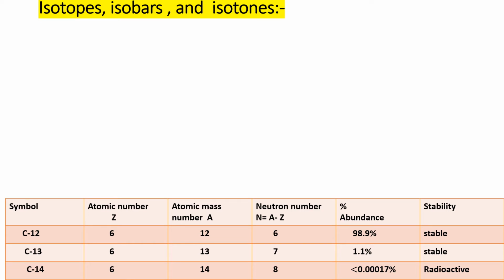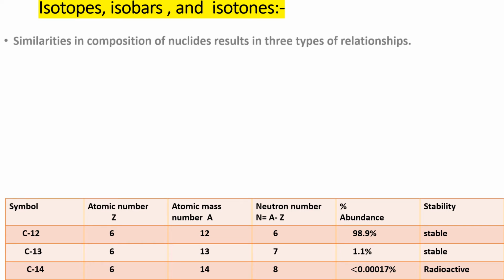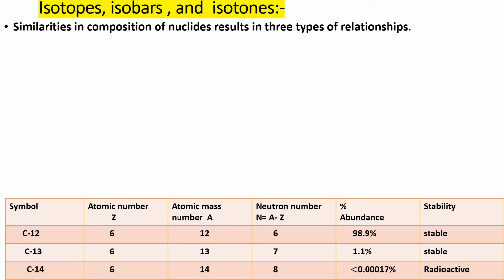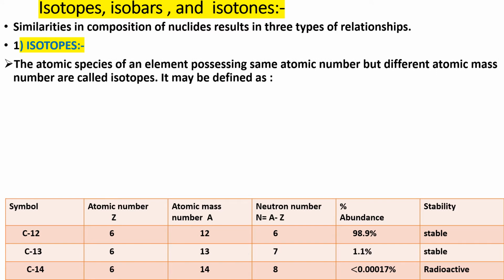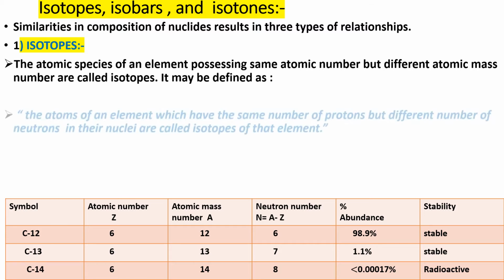Third point, that is isotopes, isobars and isotones. Similarities in the composition of nuclei result in three types of relationship. First, isotope, second, isobar, and third, isotone. Then we will discuss the first one, that is isotopes.